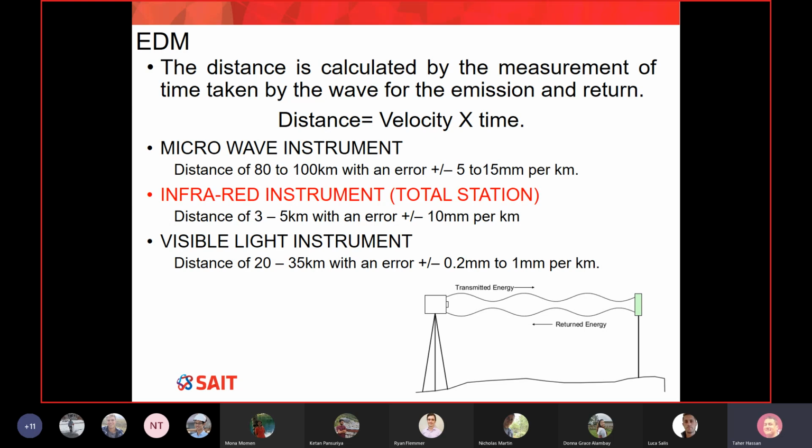Any help? Any thoughts on if I make an error of plus or minus 10 millimeters every time I measure a distance of 1 kilometer? Is that good or bad? What do you think? Looks good. That is amazing. That's amazing. You guys, I mean, because you just lived in the new era of total station and surveying.